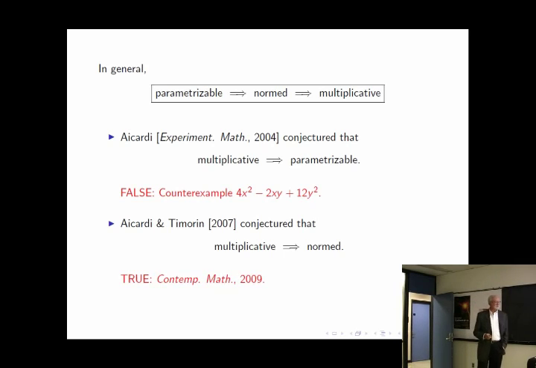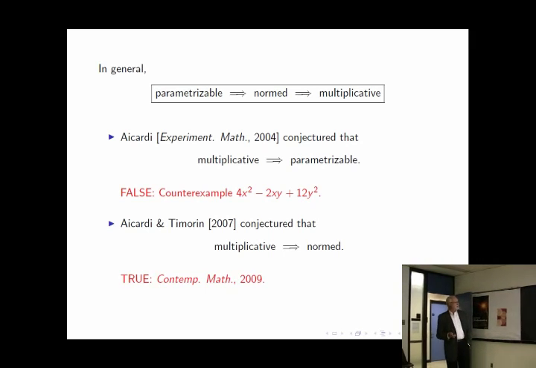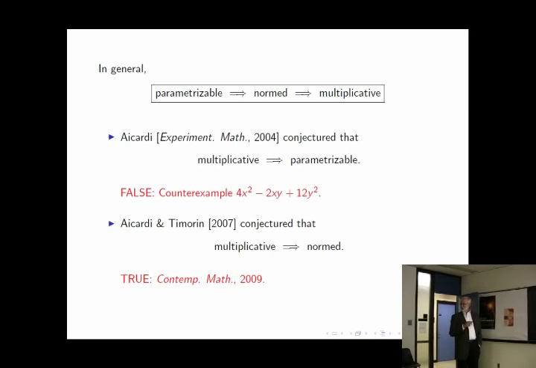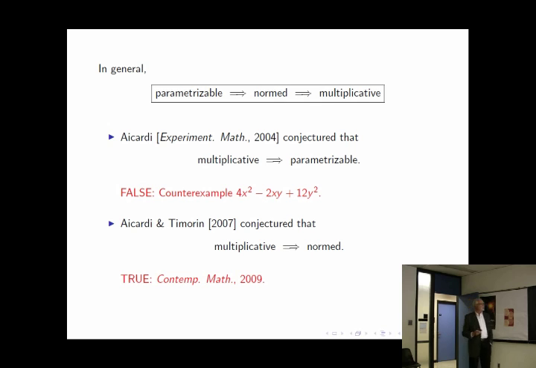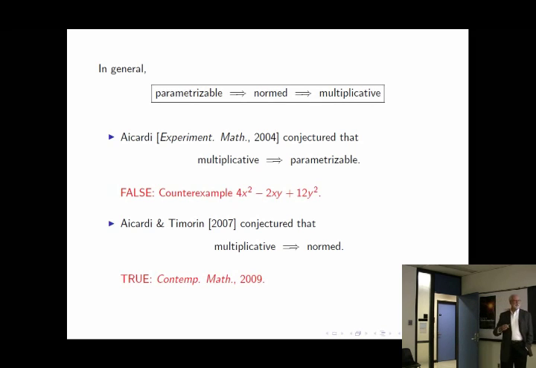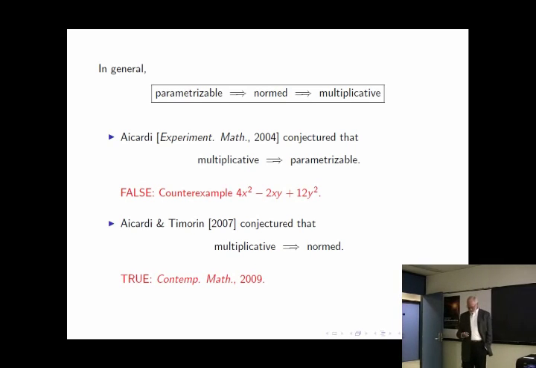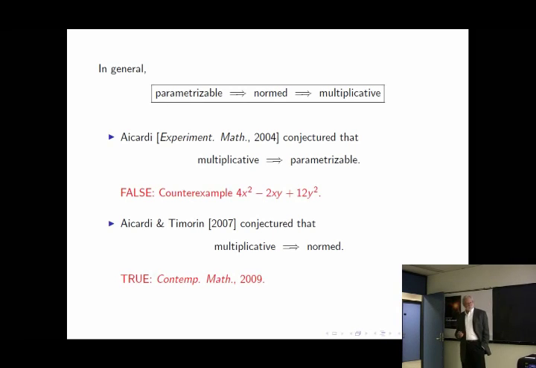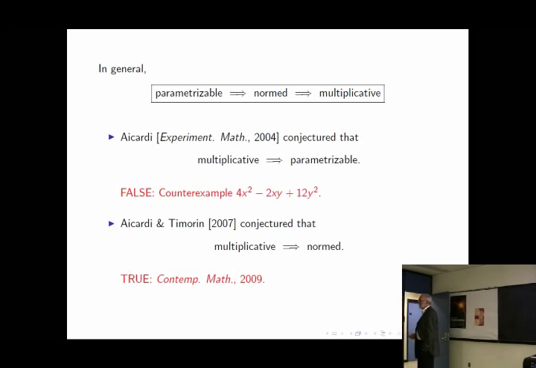The second one, it turns out that one is true. We're able to prove that in general you do have multiplicative implies normed. In fact, we're able to do that a little bit more generally by looking at these k-fold products. Anytime you have a k-fold multiplication, it comes from a k-linear map from k copies of Z2 into Z2. So pretty straightforward generalization. So the question remains, I guess, what forms can be multiplicative but not parametrizable?